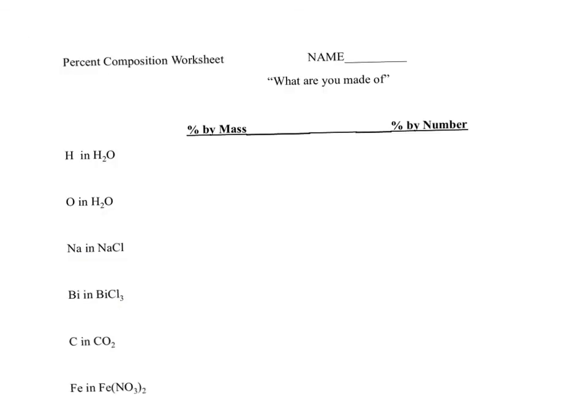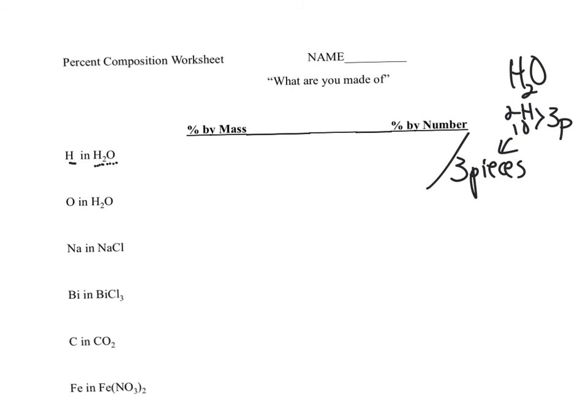So let's go to the worksheet. It's on the back side, I think, of the second thing I gave you, and let's try doing a couple of these. The H and H2O. We built this the other day. Water is a molecule that contains 2 hydrogens and 1 oxygen. So there are 3 pieces in water, right? H2O. 2 H's, 1 O, 3 pieces. How many of those pieces are H? Well, 2 out of 3, or 66% by number.